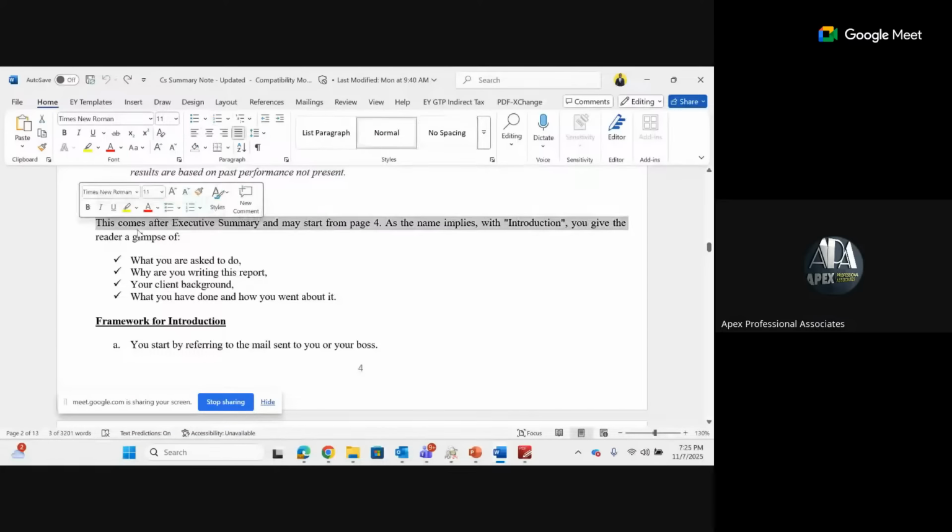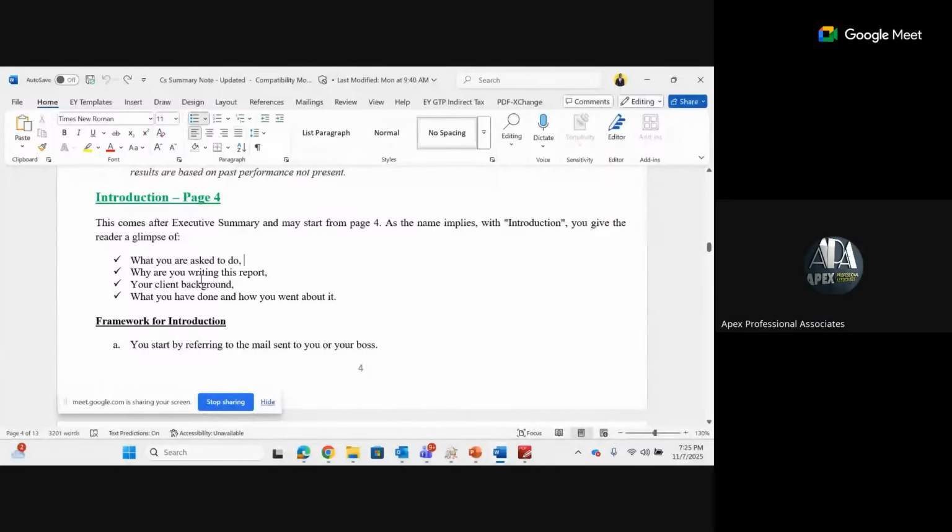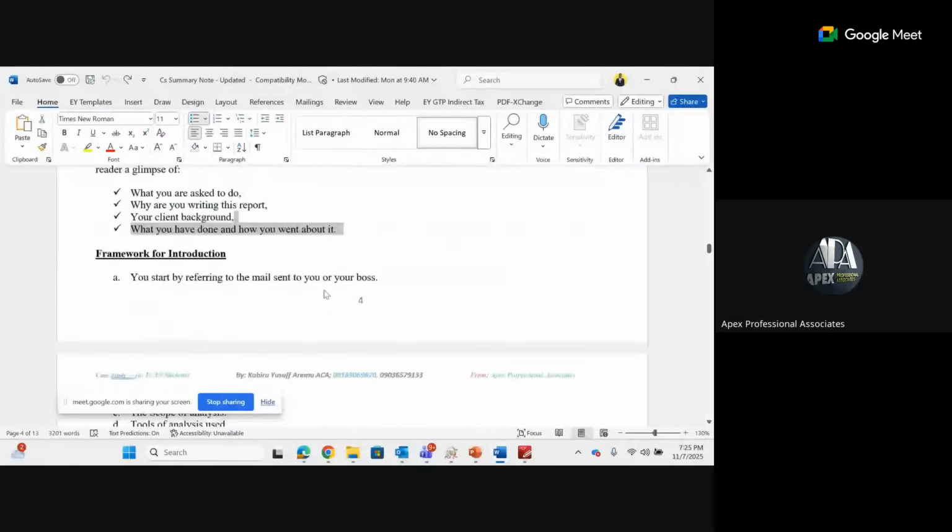So we said this comes after the executive summary and may start from page 4. As the name implies, with the introduction, you give the reader a glimpse of what you are asked to do. Why are you writing this report? Your client's background, which in this case will not be necessary because we are writing to the same company that you are working in. So it may not be necessary. And what you have done and how you went about it.